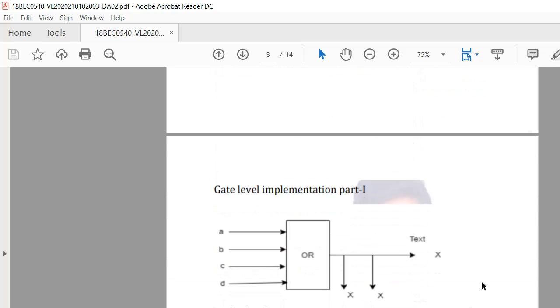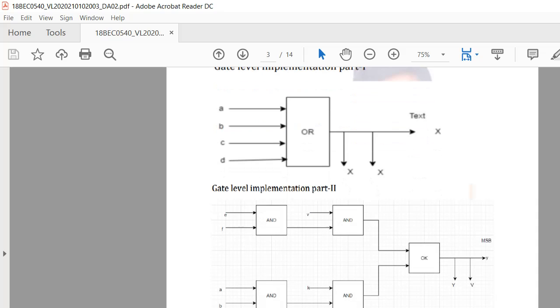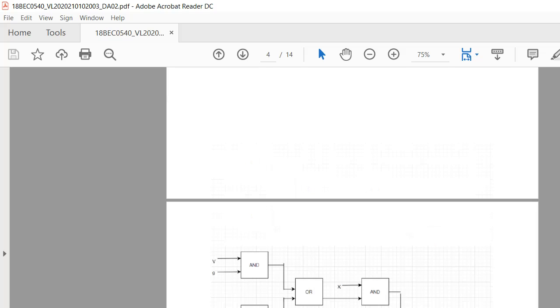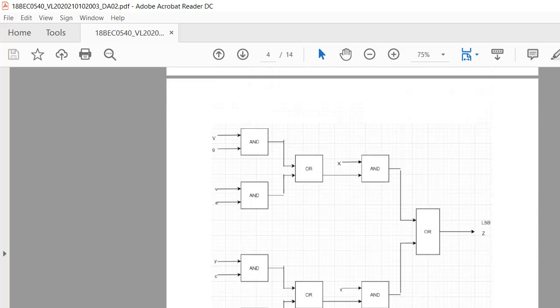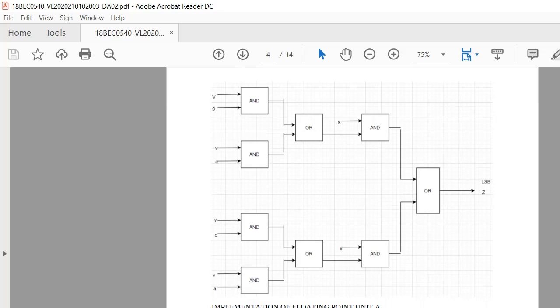This is the gate level implementation part from the block diagram. This part uses an OR gate, as mentioned here. And when it goes to part 2, it includes an AND gate and an OR gate. This is the third part implementation. Here we can see AND and OR used differently based on the use.